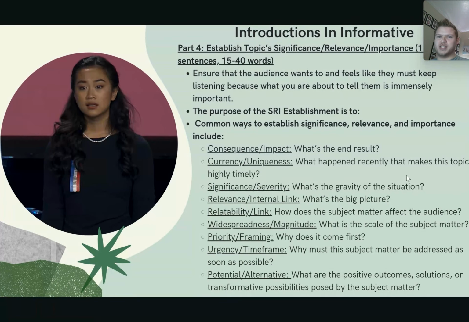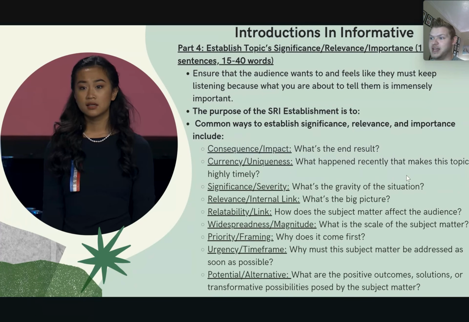So, the fourth part of an introduction in informative speaking is where we establish our topic's significance, relevance, and importance. This is between 1 to 3 sentences, and it should take you between 15 to 30 words. In this step, we ensure that the audience wants to and feels like they have to keep listening to us because you tell them that what you're about to tell them is insanely important. It's like, don't turn off the TV, don't tune out because this matters.